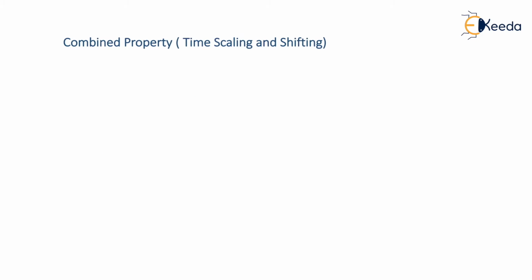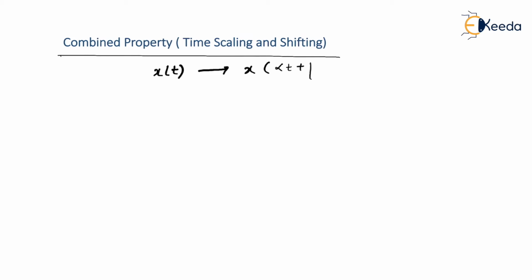So let us start with combined property, which says you have to do time scaling and time shifting together. In general, if let's say x of t is the original signal, then after applying combined property, I can write it in this form: x of alpha t plus beta. Here, alpha as well as beta can be individually positive or negative, but that is not the point to discuss over here. So, in general, let me just write it as x of alpha t plus beta. Here, as you can see, you are scaling by alpha and shifting by beta.